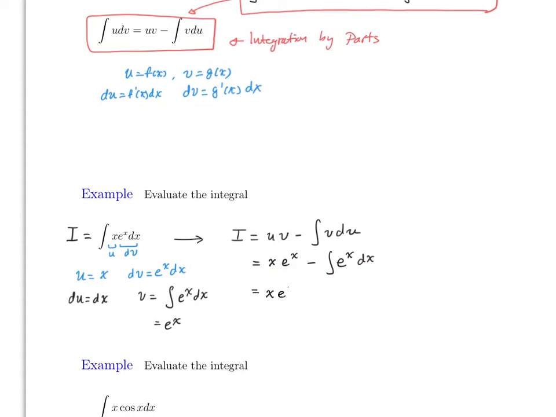So this is x e to the x. The integral of e to the x is just e to the x, and at this point you can put the plus c. All right. So now in slow motion, this is the uv, and this is the integral of v du.